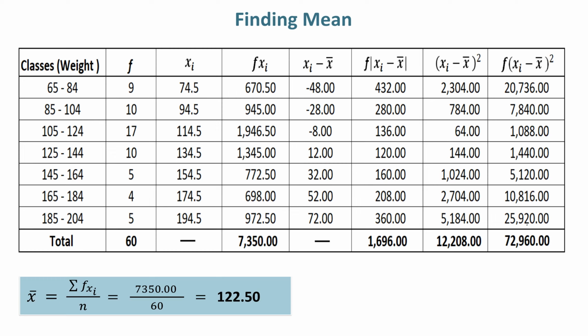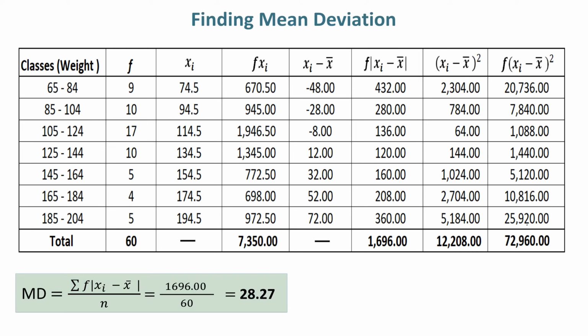After finding all midpoints, you will add them to get the numerator value in finding the mean, which is 7,350, and the denominator value is 60. Thus, the mean in this example is 122.50.